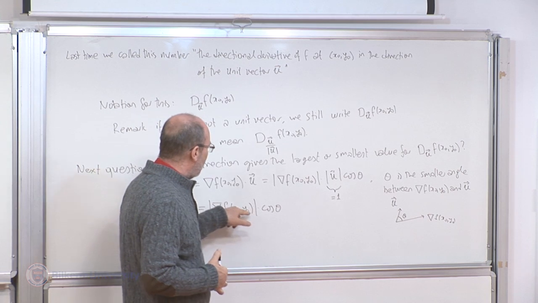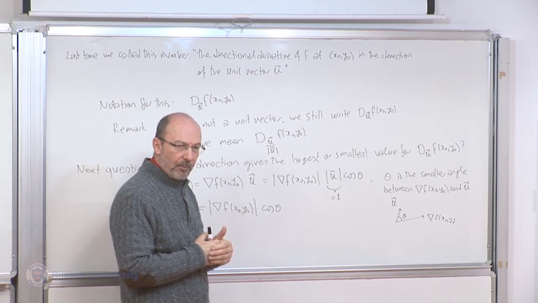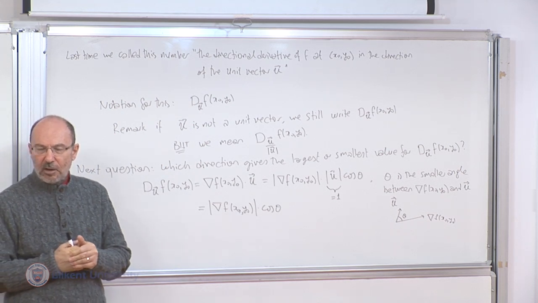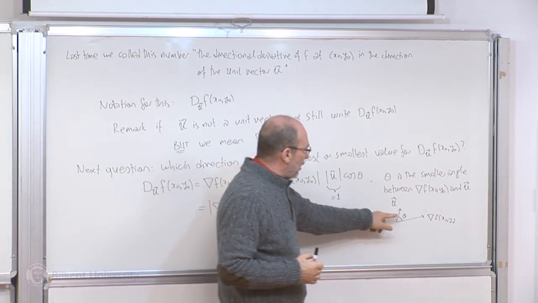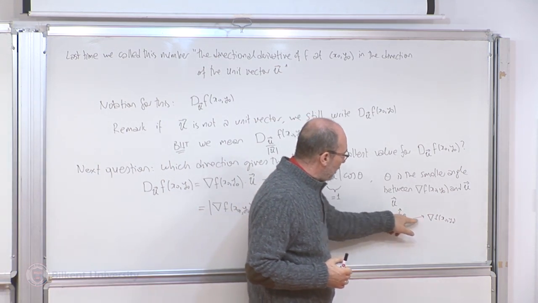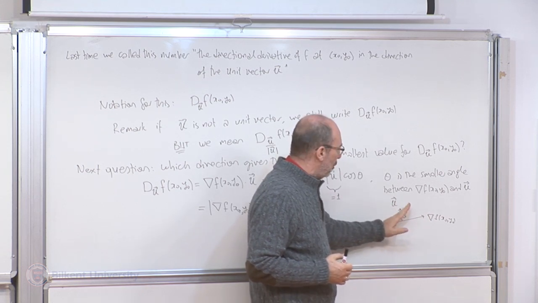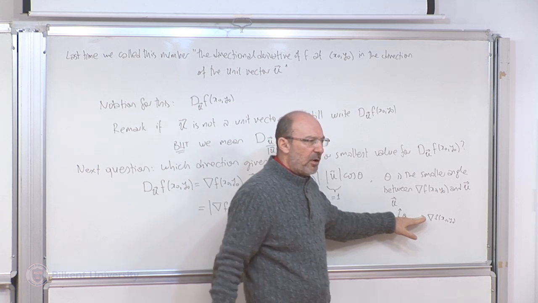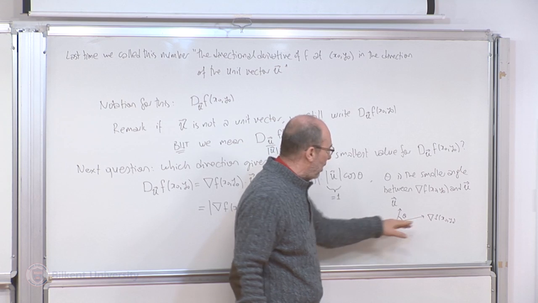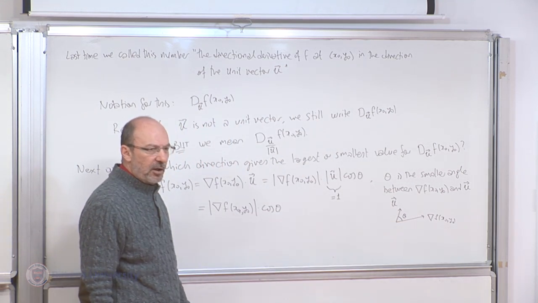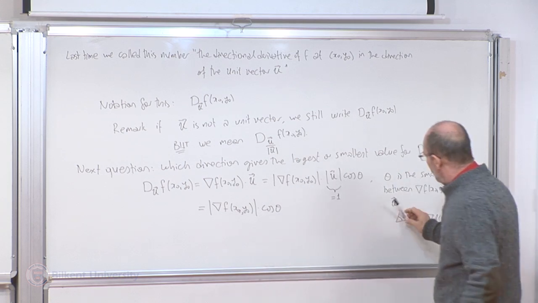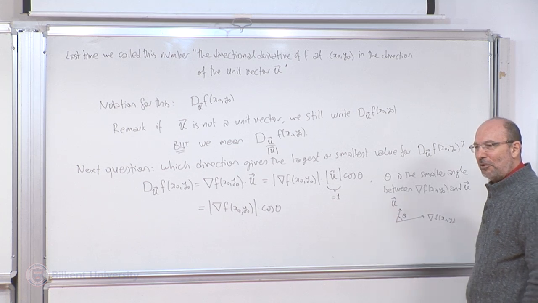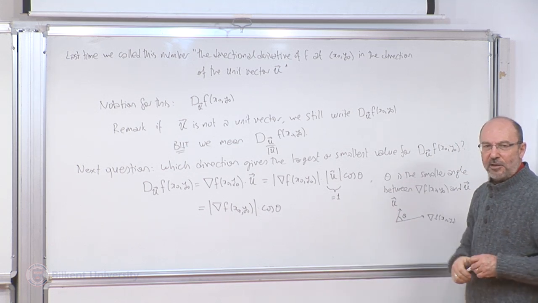When will this be largest? When cosine theta is 1, that's the maximum value. Cosine theta is 1 when theta is 0. It means that this angle is 0. This one is fixed. We are only choosing u. So if you choose u in the direction of the gradient, that's the direction where the function wants to increase fastest. Similarly, the minimum value of cosine theta is -1. So that's when you choose u in the opposite direction and you force the function to move this direction. Then the function decreases, and the decrease is fastest.